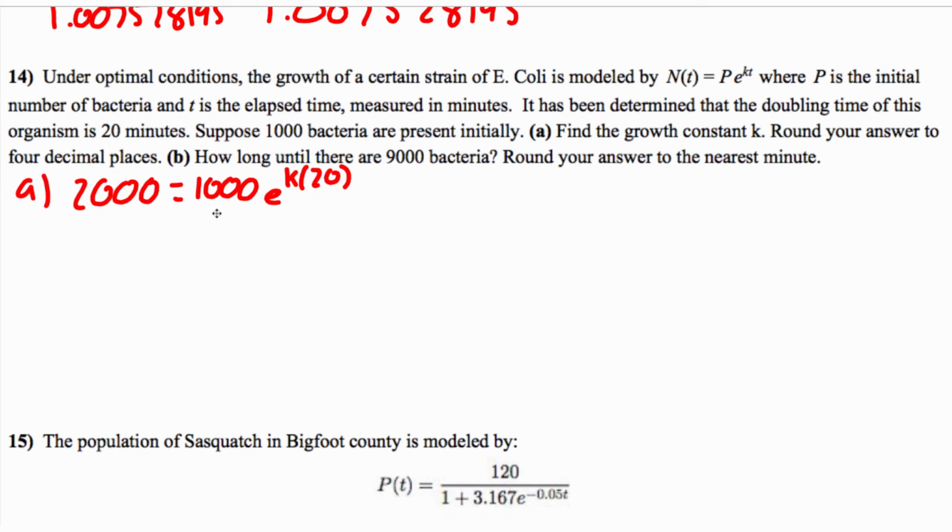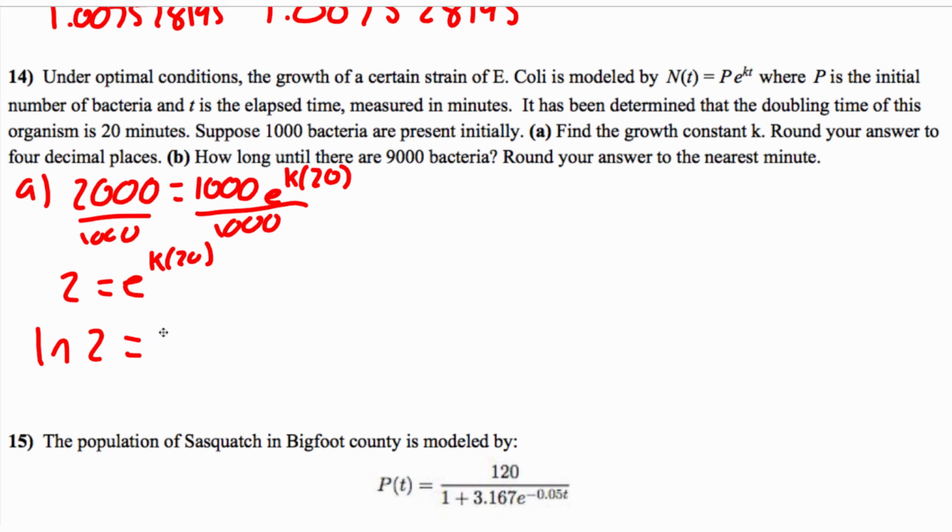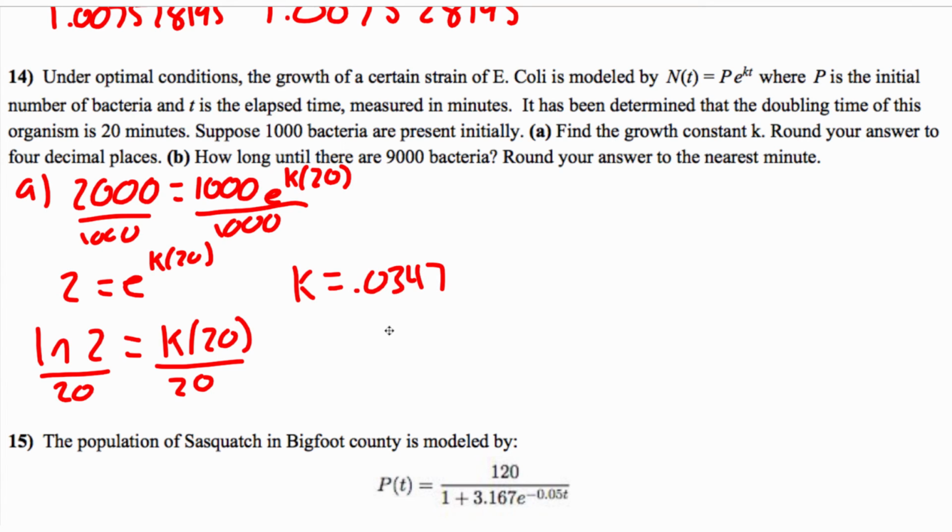Now, if we work on solving this, we're going to divide both sides by the 1,000. So we get 2 equals e to the k times 20 power. Since this is a base of e, we're going to switch this to a natural log. So natural log of 2 equals k times 20. And then we're going to divide both sides by that 20. And if we go 4 decimals on our k value, we should get 0.0347.